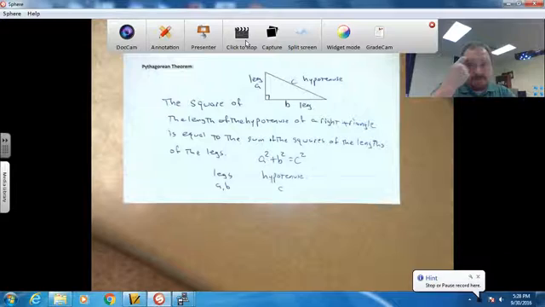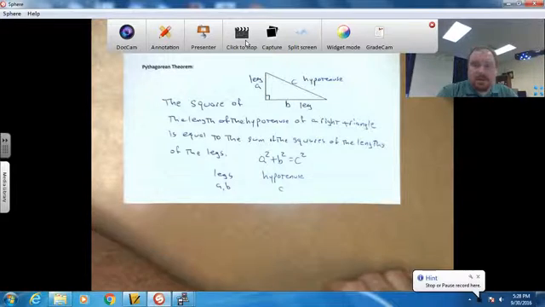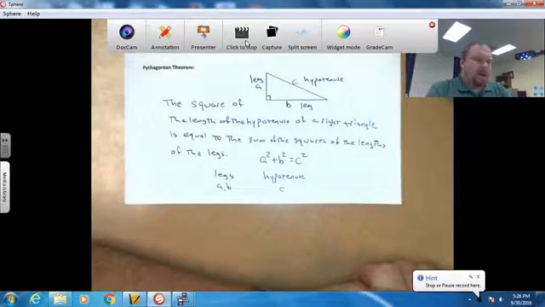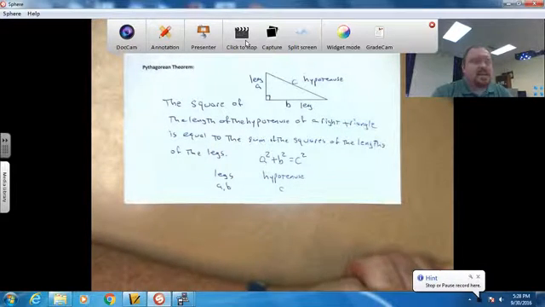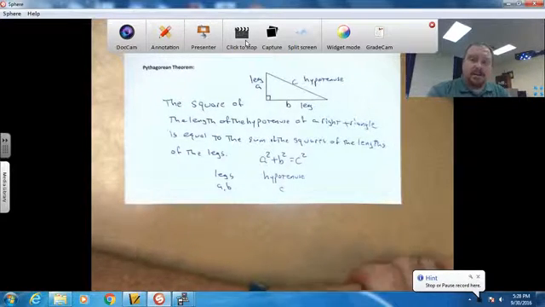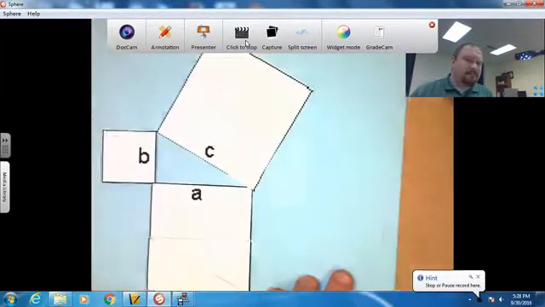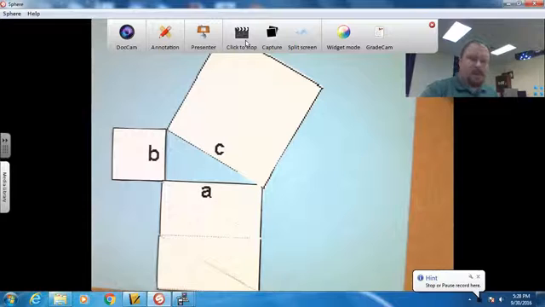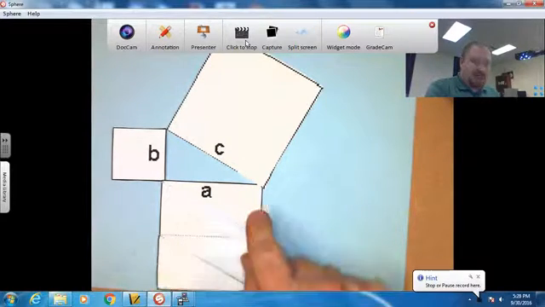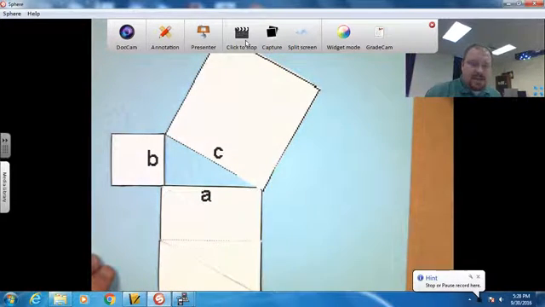Well, this all comes down to area. How do you find the area of a square? Length times width, right? But in a square, the side lengths are the same. So if one side is A and the other side is A, length times width would be A times A, or A squared. Well, I happen to have that situation modeled right here. So I have the area of this square here, which is A squared. This would be B squared. And this right here is C.